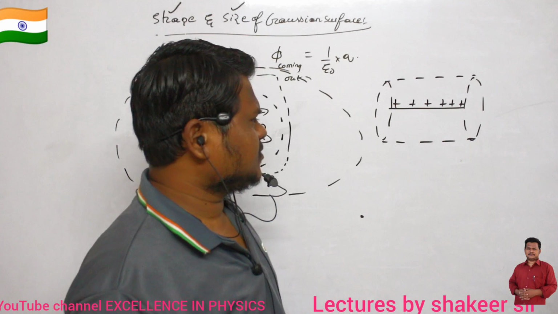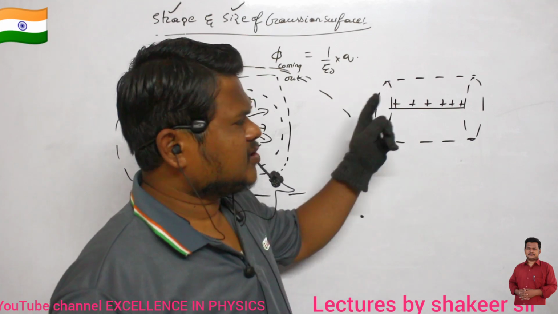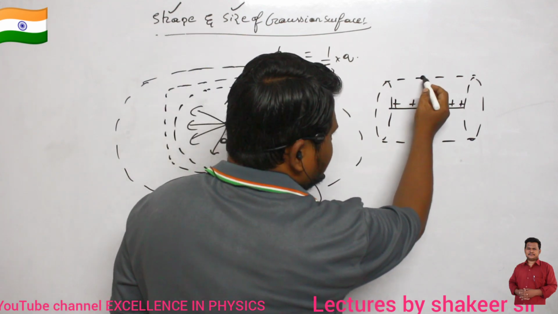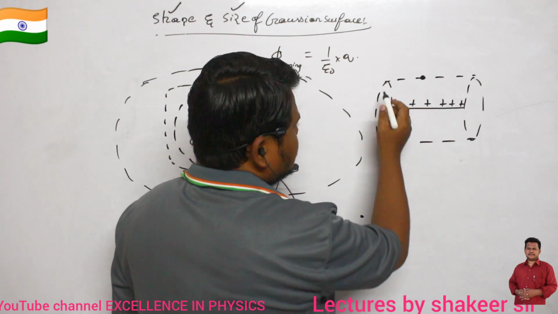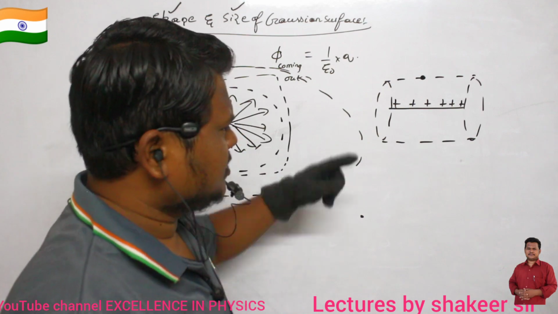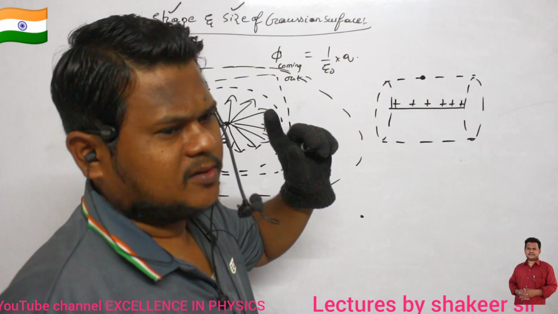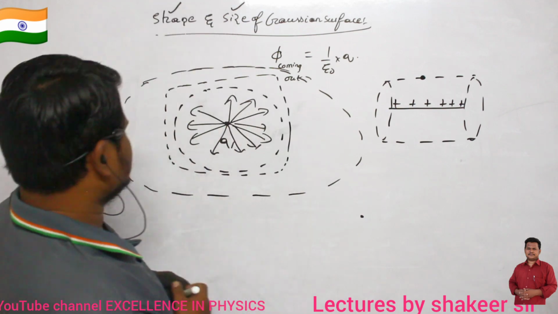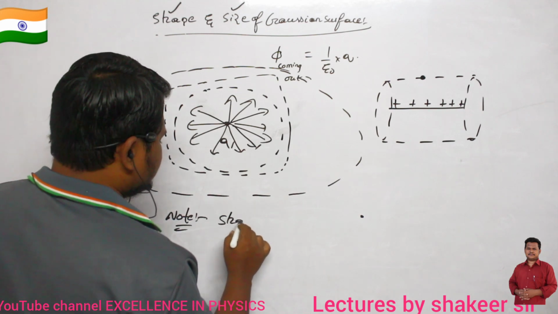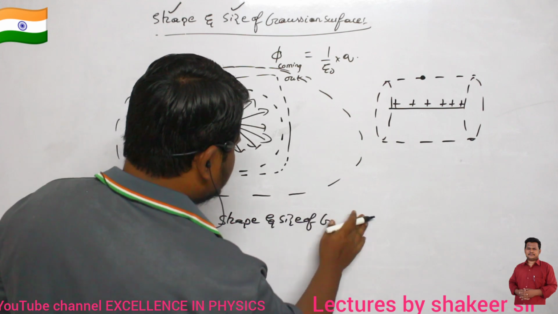So the shape and size of Gaussian surface depend on our choice of reference. Clear? So where I want to calculate the electric field. For example, if I want to calculate electric field at this point because of this line charge, then I will try to draw a Gaussian surface touching this point. Are you able to understand? Then very easily I can calculate electric field at that point with the help of Gauss law. Clear, ma? So come on, make a note of this one. Here, what is the note point we have to write? Shape and size of Gaussian surface.